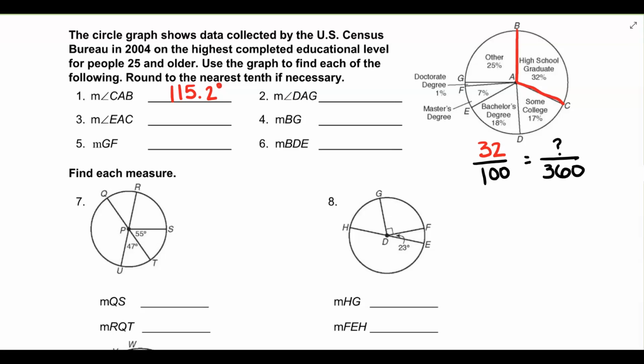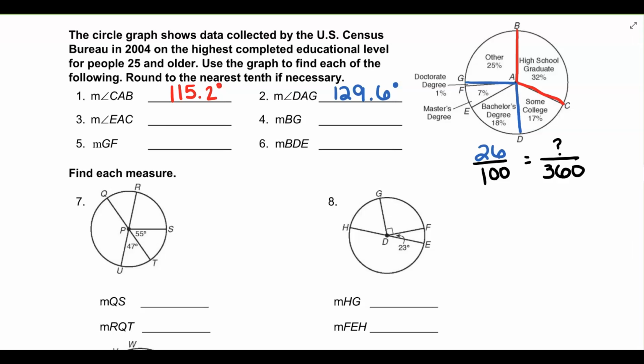Okay, question 2. Angle DAG, well, that's actually this portion here that contains all 3 of these angles. That's 18% plus 7% plus 1%. When I combine all of those percents, I get a total of 26%. So 26% out of 100 is equivalent to how many degrees out of 360? Well, when I cross multiply, I find that that's equivalent to 129.6 degrees.